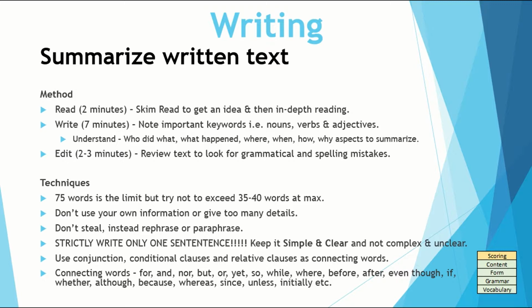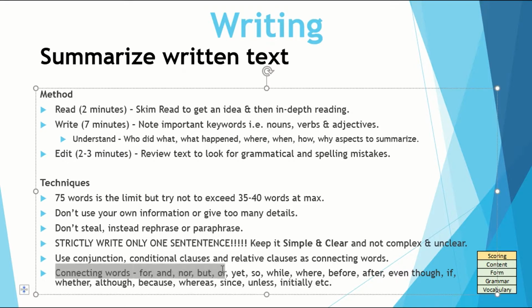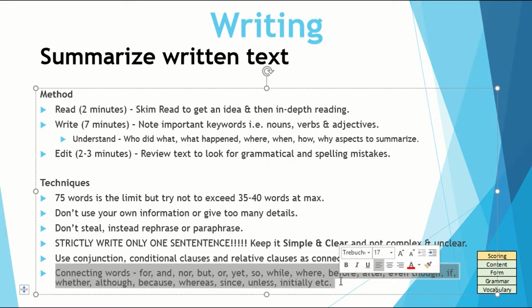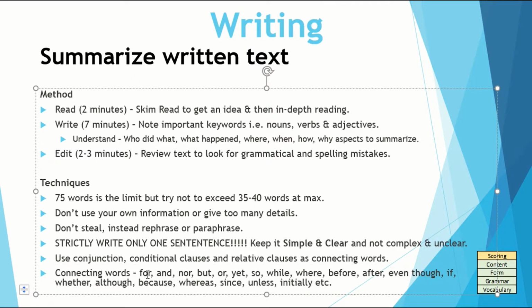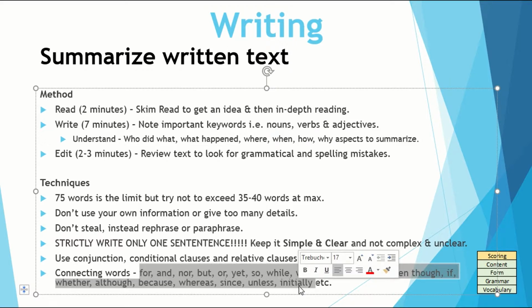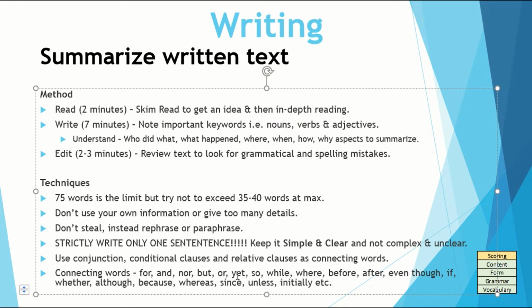Guys, if you look at this point here, I've given you quite a few conjunctions, conditional clauses, and relative clauses that you could use as connecting words, right? The examples could be for, and, not, but, or, yet, so, while, where, before, right? You could just make use of these words that I've given you here. These are enough to pretty much summarize any kind of text. So make use of this. Just keep it at the back of your mind, so that'll help you summarize the text, right?